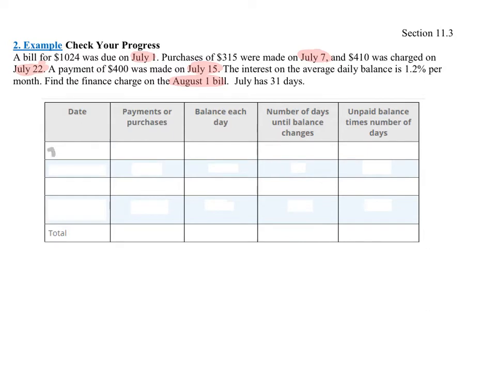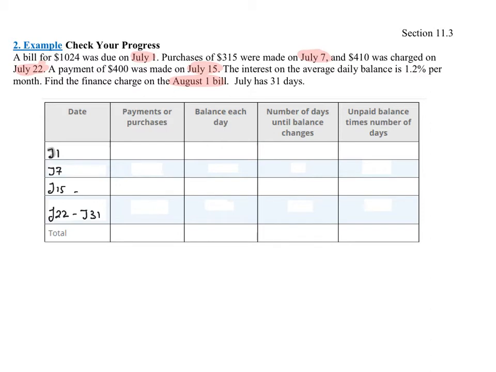I'm going to start with J1 for July 1st, J7 for July 7th. We're going to put a J15 as the next one. Be careful, it is out of order. And a J22. That's going to go all the way to August 1st is the bill date. It means it stopped the day before. The day before August 1st is July 31st.